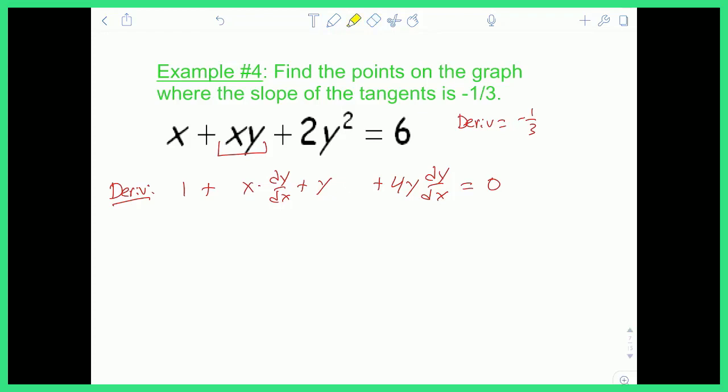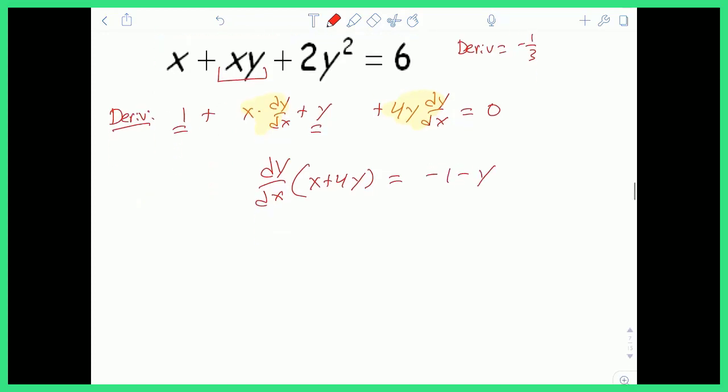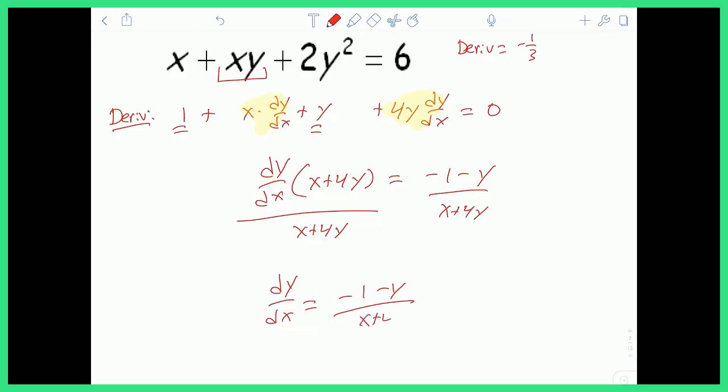I'm going to take the terms that have a dy/dx in them, and I'm going to factor out the dy/dx. So it would be dy/dx times (x plus 4y) is equal to, I'm going to subtract the two terms that did not have a dy/dx, so it would be negative 1 minus y. To get dy/dx alone, I just divide by x plus 4y, divide by x plus 4y, and I get that dy/dx is equal to negative 1 minus y over x plus 4y.